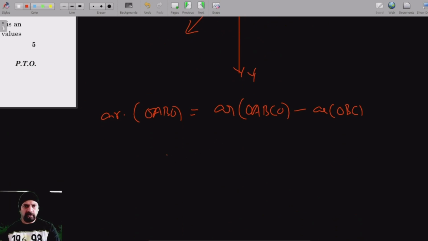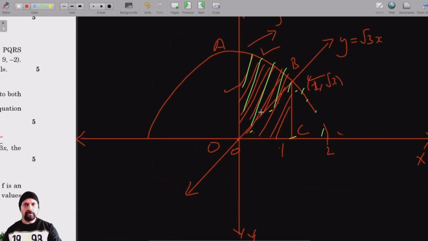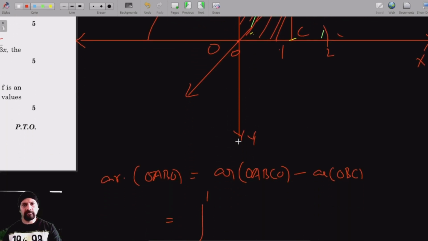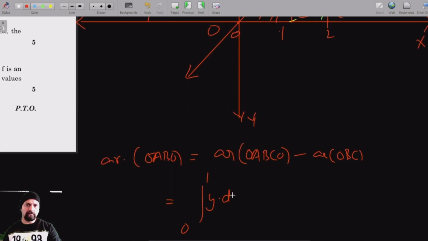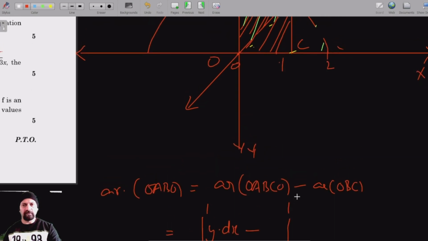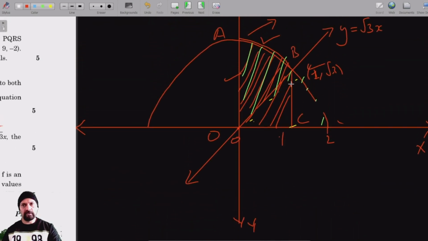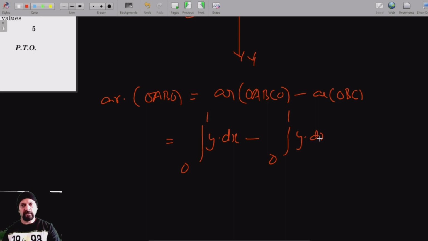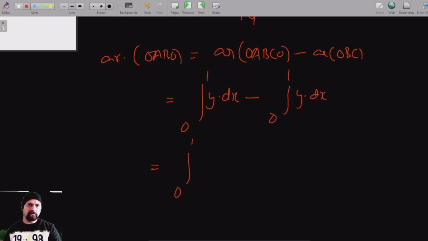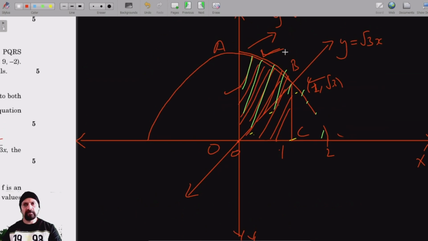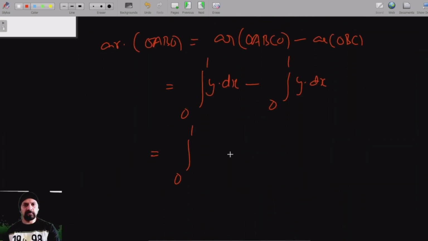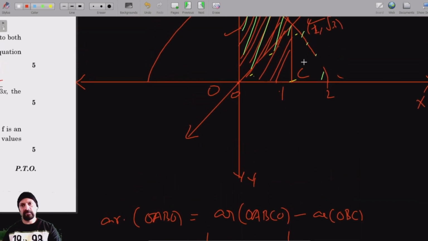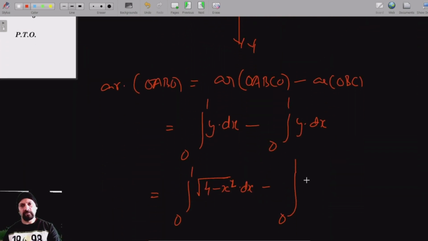Alright, so this has the limits 0 to 1, and OABCO is under the curve. So this is the integral of y dx, minus this, which also has a limit 0 to 1, but is under the curve y equals root 3x, so y dx. Now 0 to 1 y: for this, y is the circle, which is under root 4 minus x squared dx, minus, for this y is the line, that's root 3x dx.